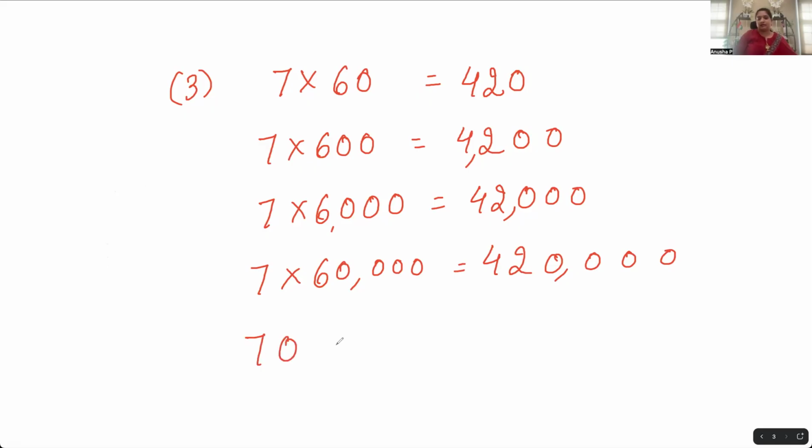Here I want to add a little bit more different question. For example, if we have 70 times 60, instead of doing traditional multiplication or area model, we can do 7 times 6 is 42. Because we have two zeros in both the numbers, just add two zeros.